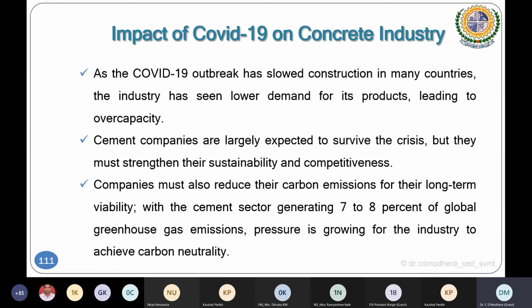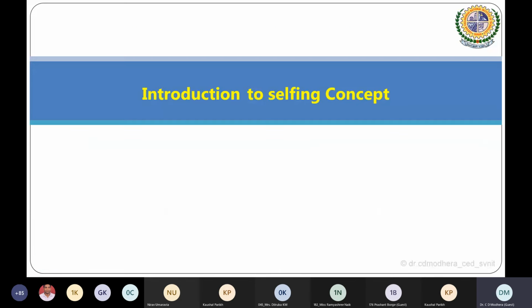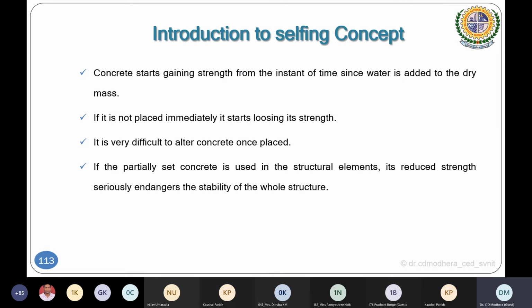Companies must also reduce their carbon emission for their long-term viability, with the cement sector generating 7 to 8% of the global greenhouse gas emission. And pressure is growing for the industry to achieve carbon neutrality. So I think with this, just this new concept, we can take 10 minutes. I will discuss the selfing concept.